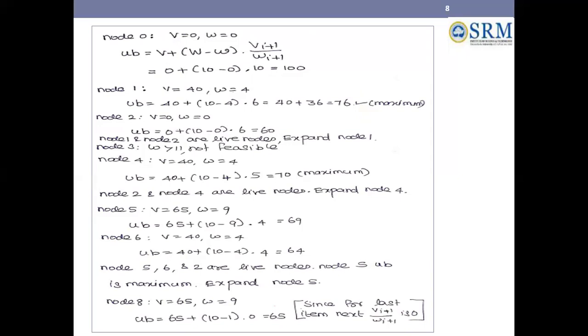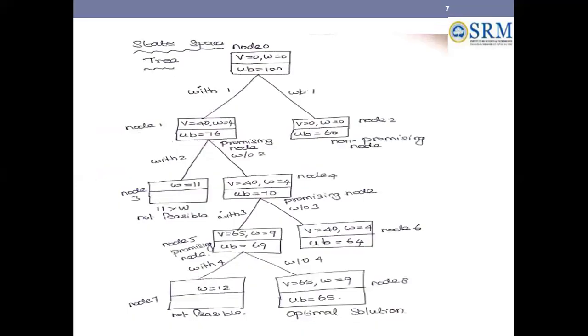And for node 2, without adding the item, V equal to 0, W equal to 0. Just find the upper bound value. 0 plus 10 minus 0 into 6, that is 60. So compare node 1 and node 2. Node 1 upper bound value is 76, and node 2 upper bound value is 60.